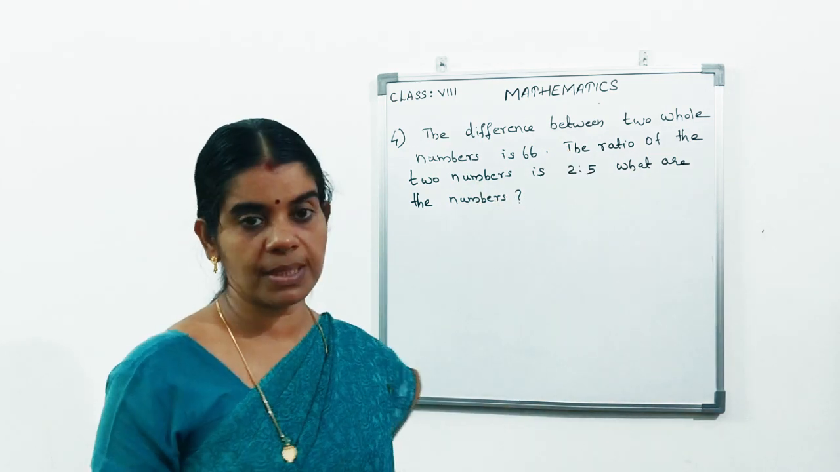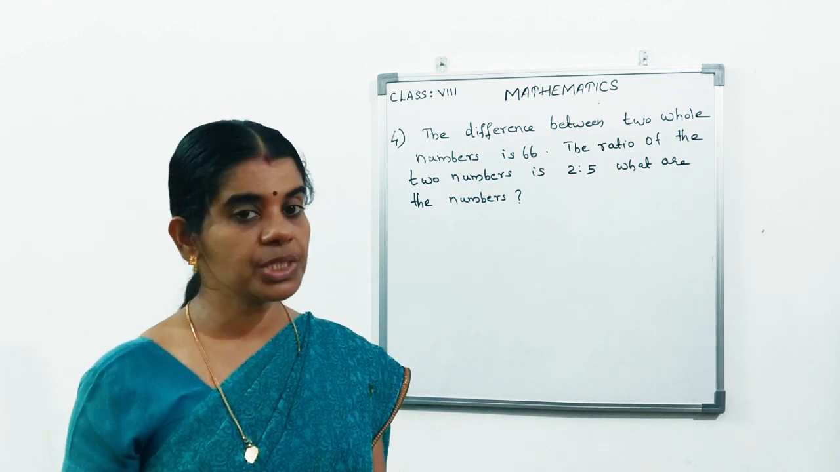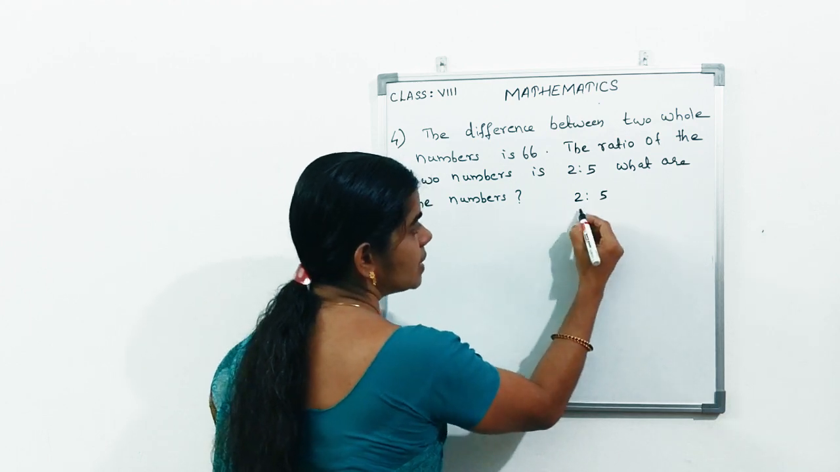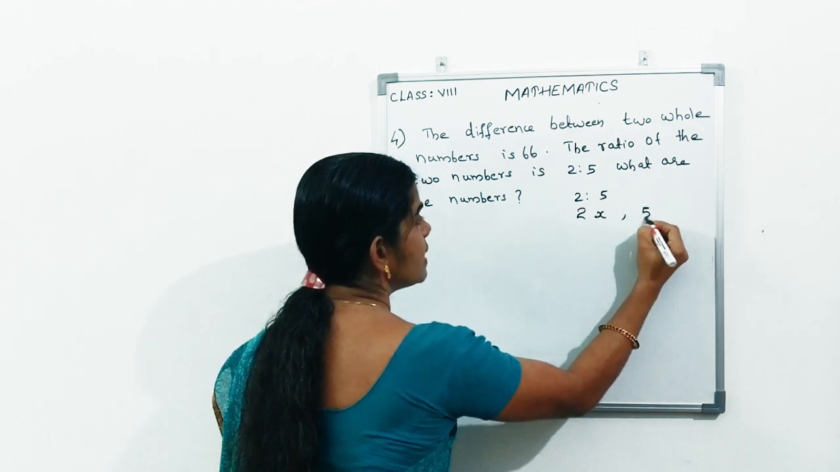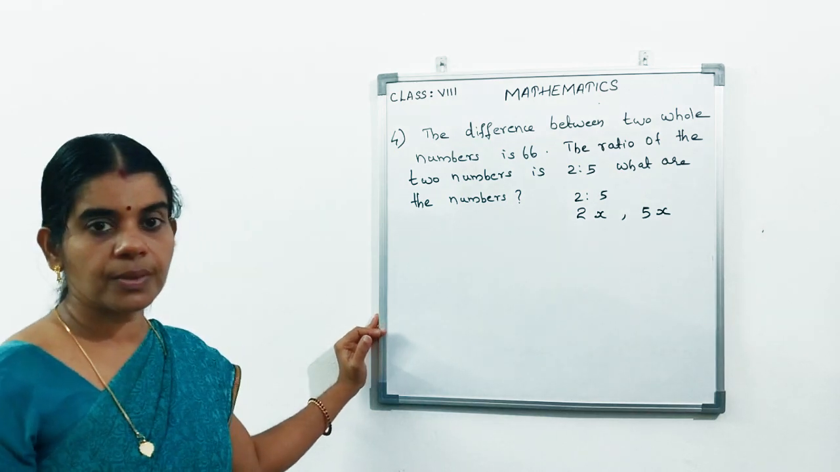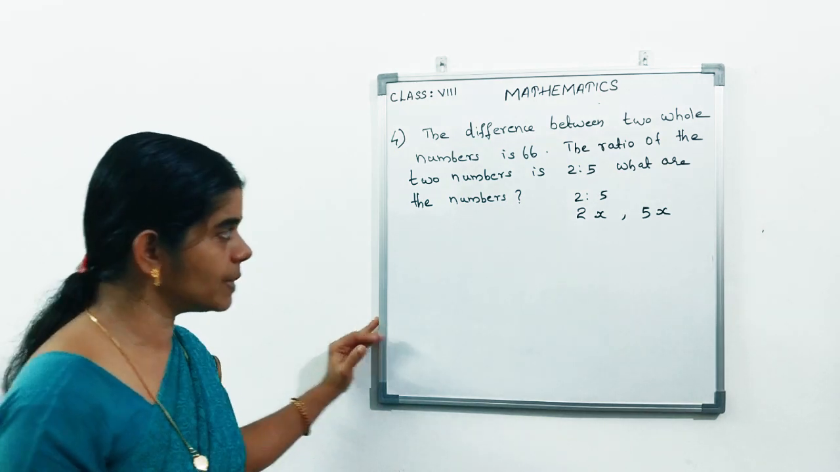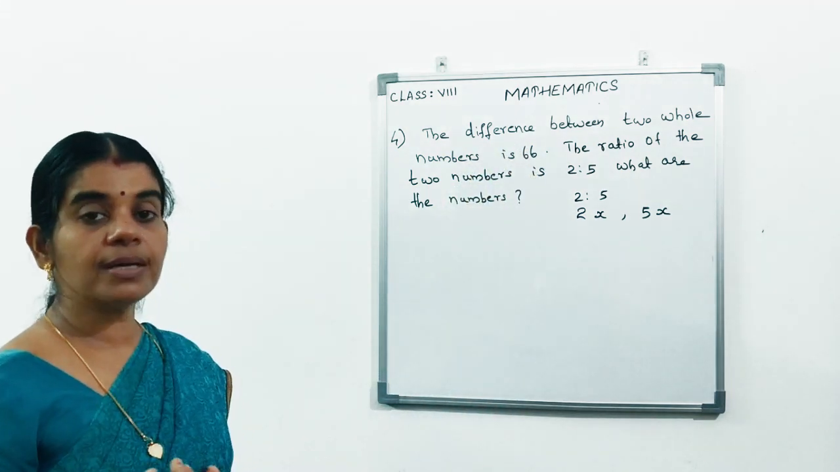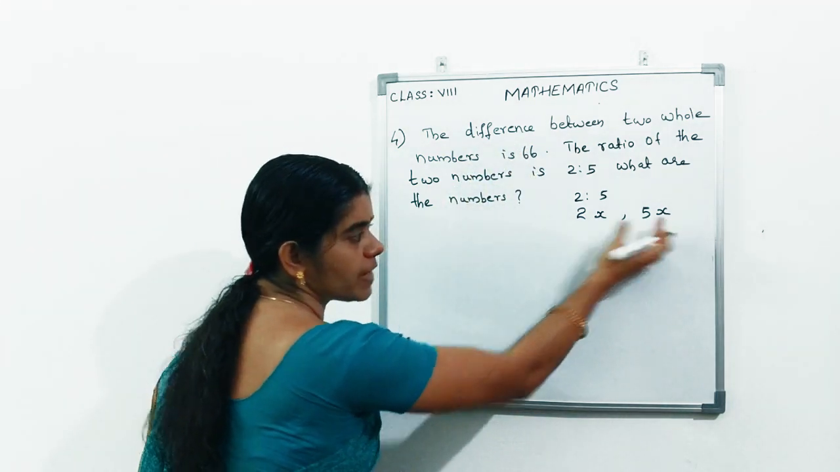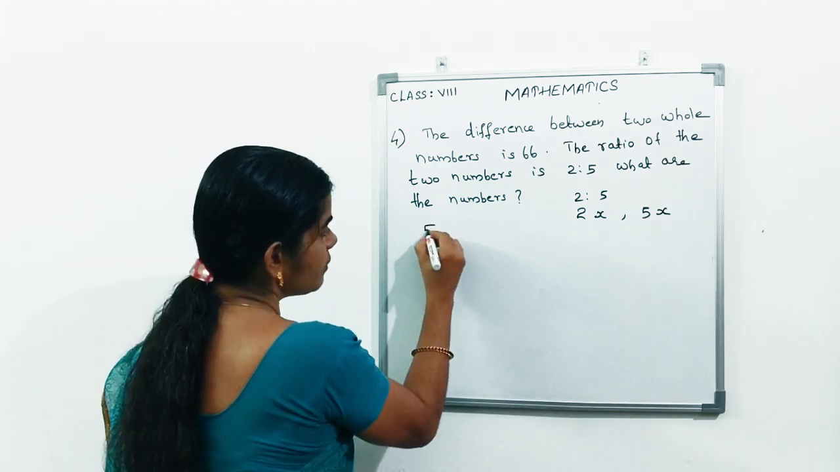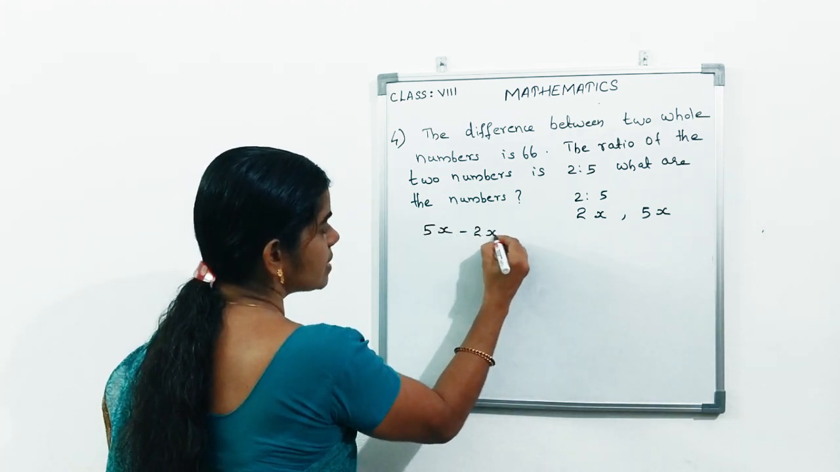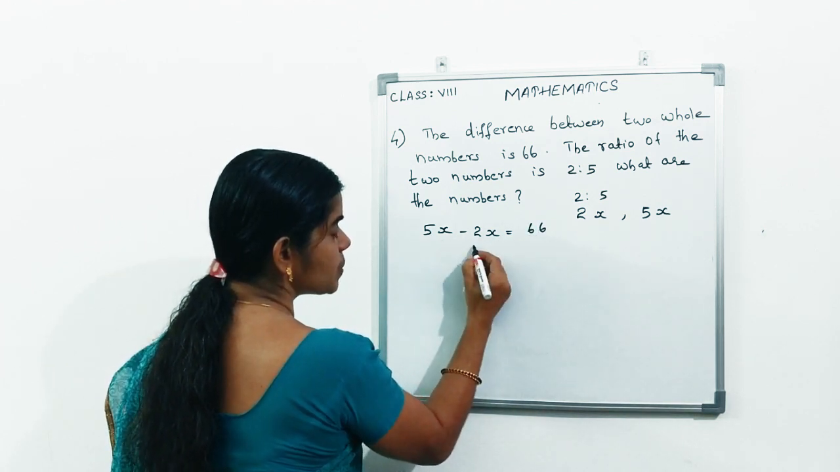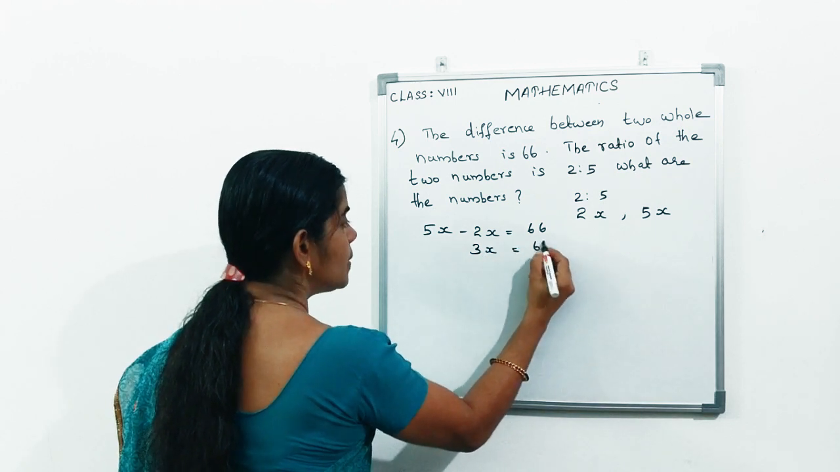What are the numbers? You already know that the ratio is given. Normally, 2:5 means we will take 2x and 5x as the numbers. Then the difference means we are subtracting the two numbers. We already know that 5x will be the bigger number. Then 5x minus 2x is equal to 66. That is 5 minus 2, so 3x is equal to 66.